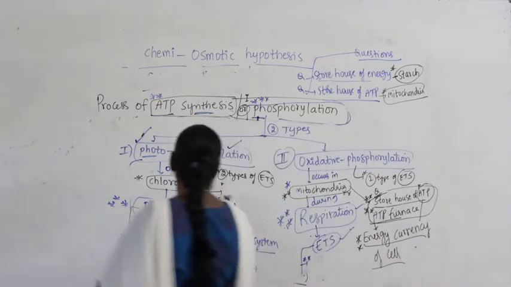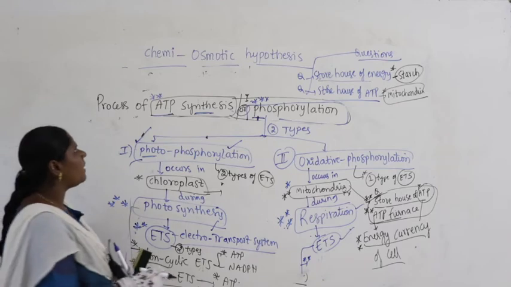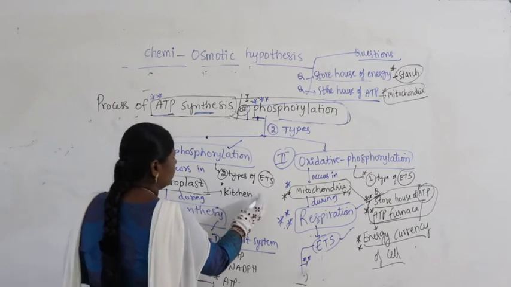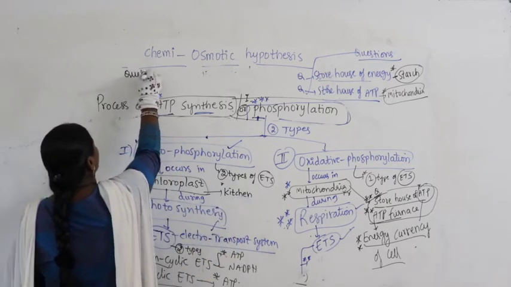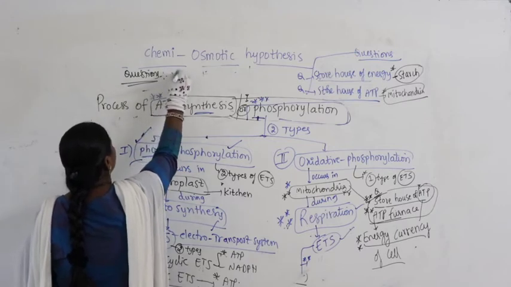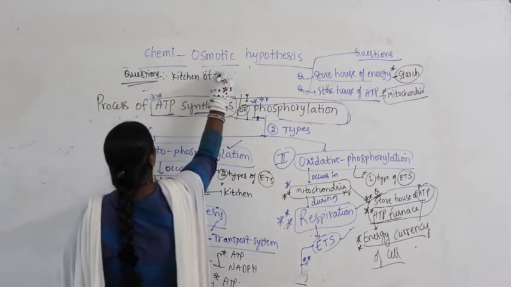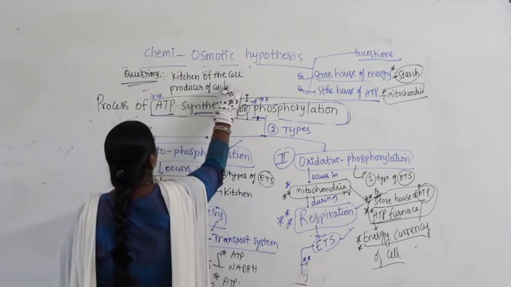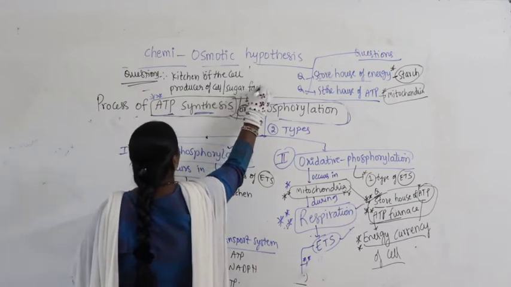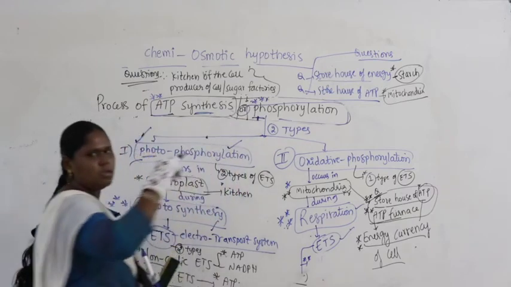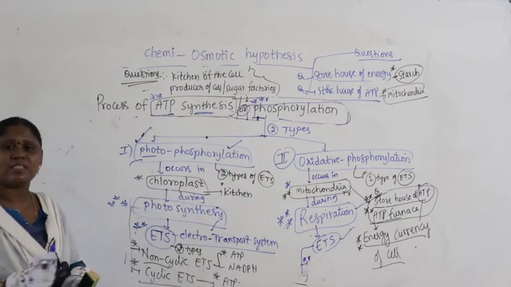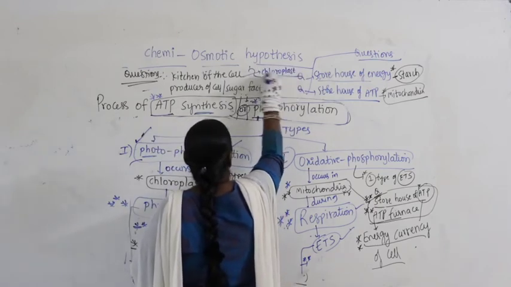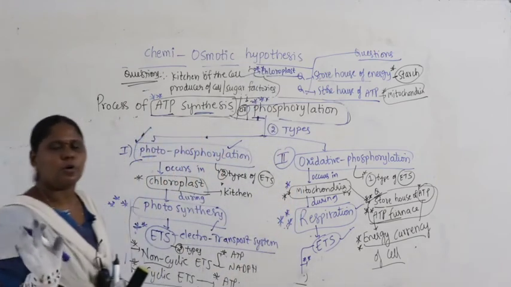Similarly, for chloroplast-related questions, what will the questions be? Sometimes you will get "kitchen of the cell." Let me give you the questions. What are the questions you will get on chloroplast? Kitchen of the cell, or we call it producer of the cell, or sugar factory. For all these, which act as sugar factories, what is the answer? You have to remember the option as chloroplast, not the mitochondria.